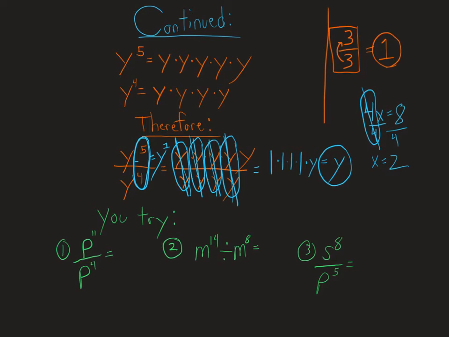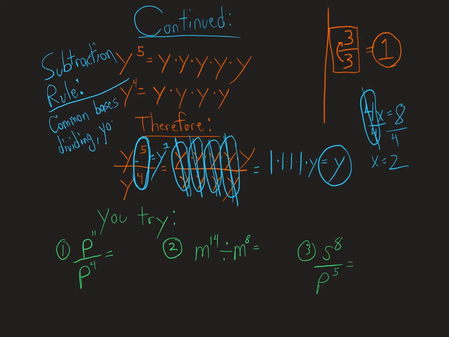So common bases multiply, you're going to add the exponents. Common bases divide, you're going to subtract. So let's call this the subtraction rule. You have a common base, remember that's always required. You have common bases that are dividing. You can just subtract those exponents.